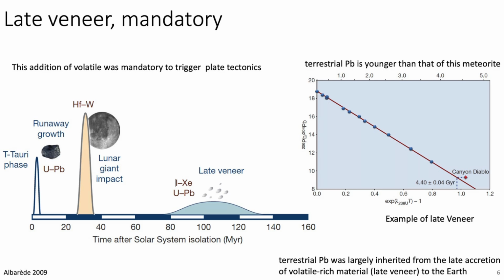So the terrestrial lead was largely inherited from the late accretion of some materials that was volatile rich. And the very important point is that this necessarily happened after the core was isolated from the other part, the silicate Earth. Else that doesn't work. Most of those elements would just follow the iron into the core.